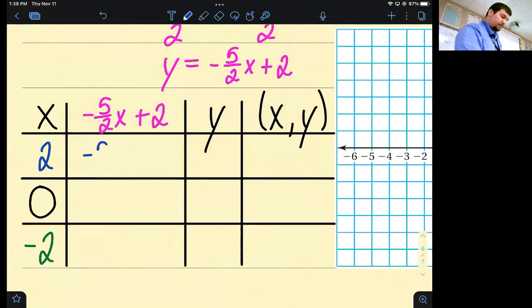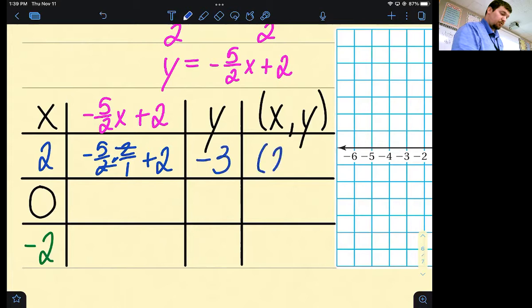-5/2 times 2, or 2 over 1, just cancels out to give you -5. What's -5 plus 2? -3. Okay, so 2 comma -3. Go ahead and graph 2 comma -3.